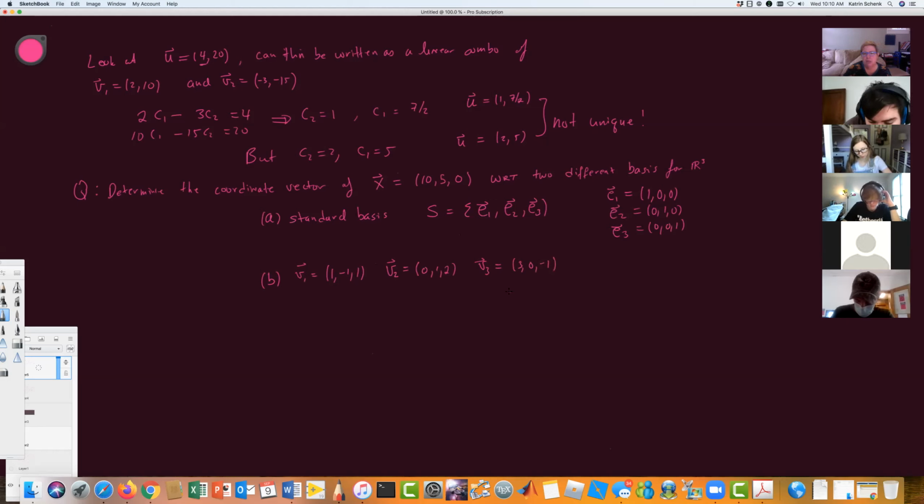Okay, so this is your job. You need to figure out what I mean by determine the coordinate vector, or the component vector. The components of x with respect to this basis and this basis. So give it a try. If you don't know where to start, I can help, but try the first one.